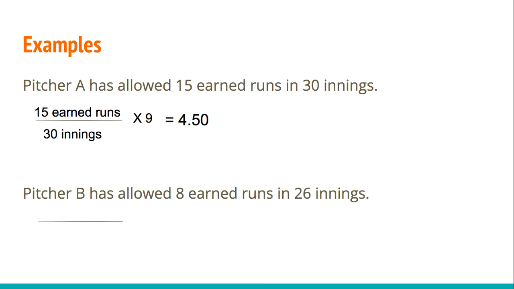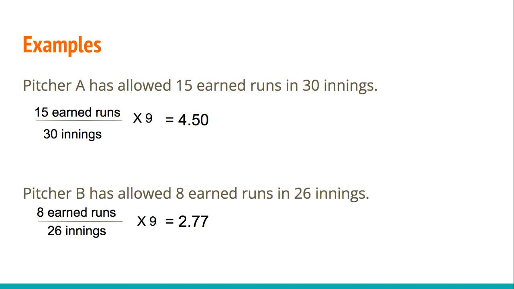So pitcher B has allowed 8 earned runs in 26 innings. We take the 8, divide it by the 26, multiply it by 9, and you end up with 2.769 and so on, but as we said, we round to the hundredth place, so we end up with a 2.77 ERA here.